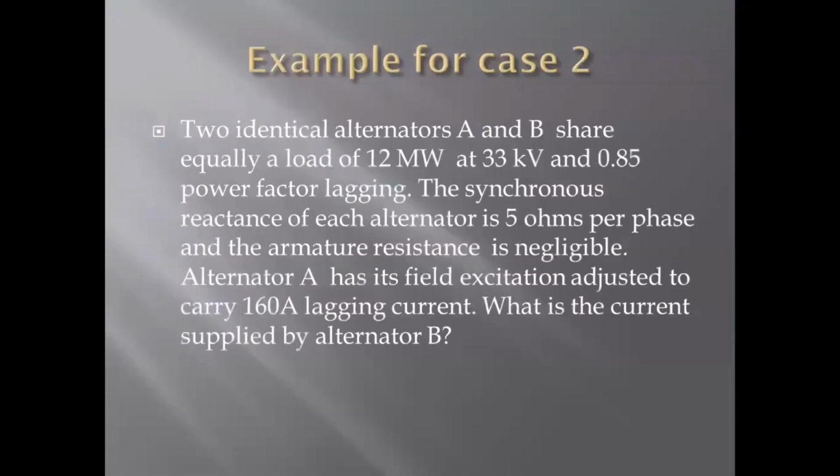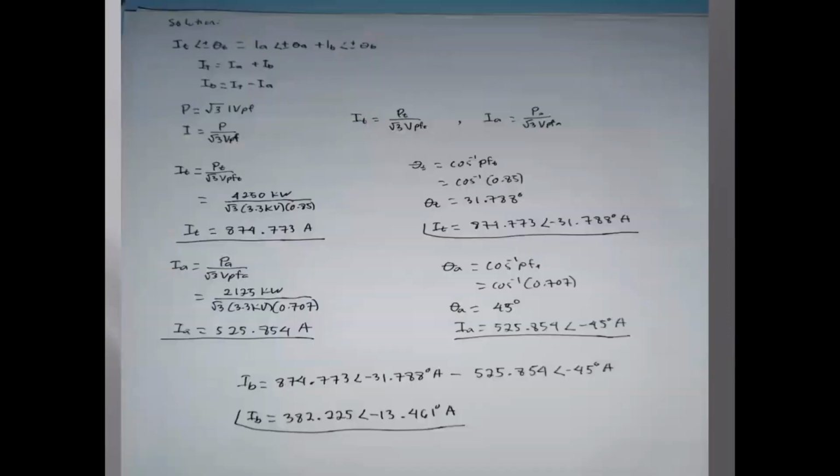The next one is case 2. Two identical alternators A and B share equally a load of 12 megawatts at 33 kV and 0.85 power factor lagging. The synchronous reactance of each alternator is 5 ohms per phase, and the armature resistance is negligible. Alternator A has its field excitation adjusted to carry 160 A lagging current. What is the current supplied by alternator B?